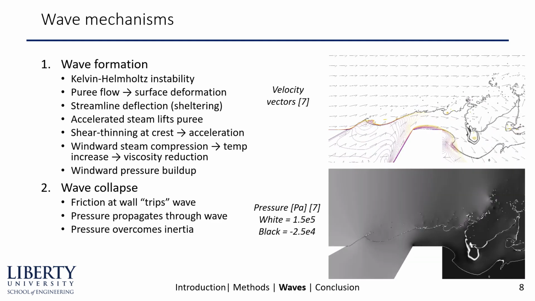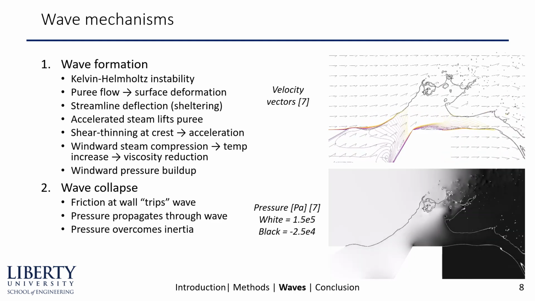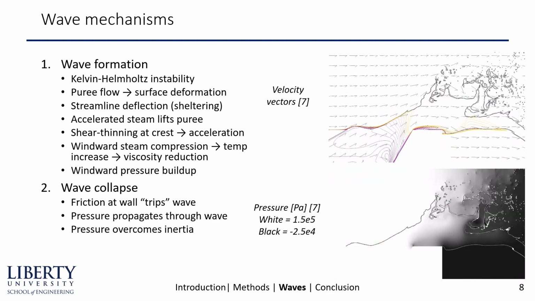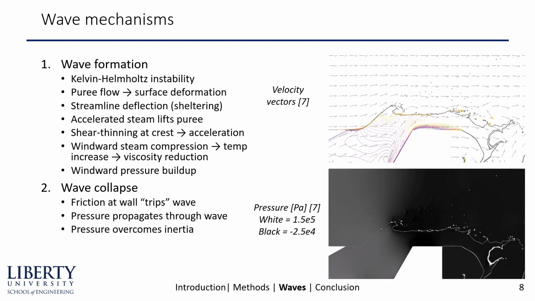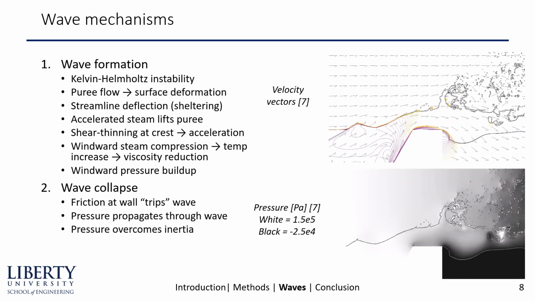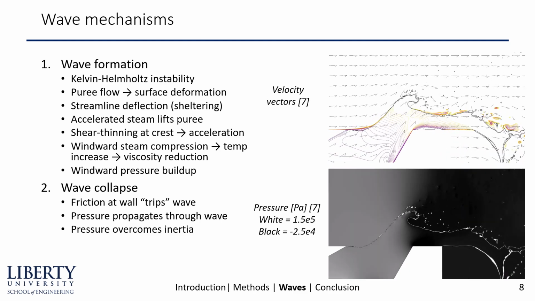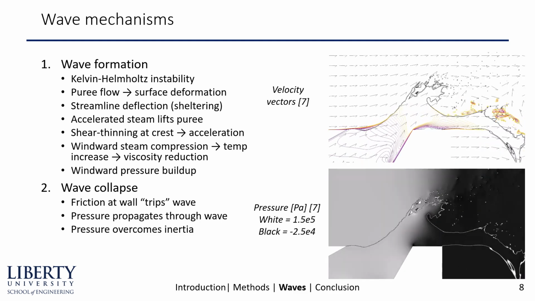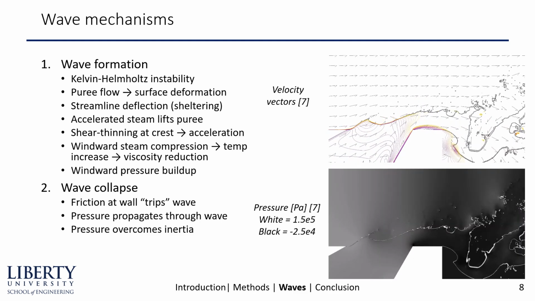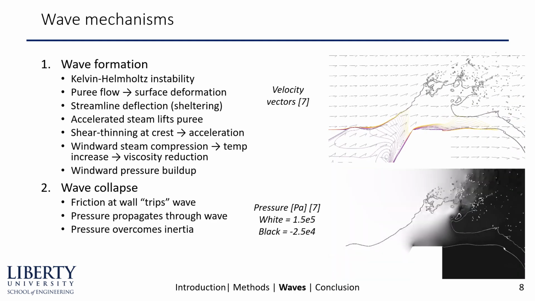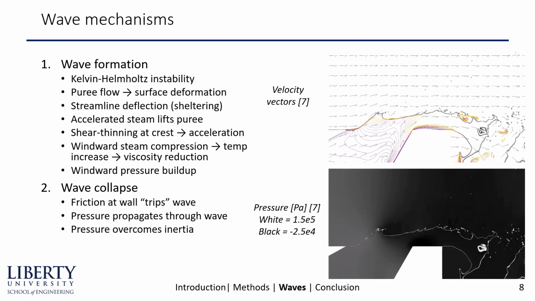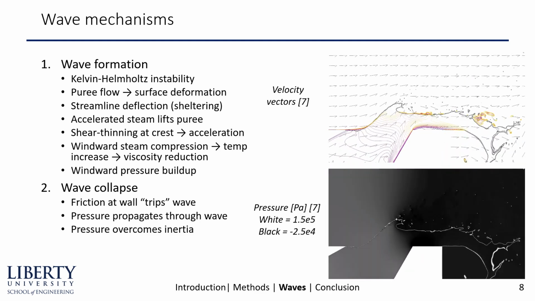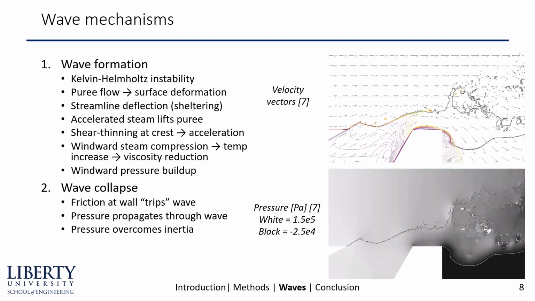That accelerated steam flow is going to lift the puree as velocity increases, pressure decreases, creating a lifting force. And this is the Kelvin-Helmholtz mechanism where pressure gradients are induced to lift that wave out of the wave pool. Note too, as the wave continues to rise, the exit area closes off, steam accelerates even more, creating more of a lifting force. You also get shear thinning at the wave crest from the steam shear, which causes further acceleration, and the steam behind the wave on the windward side compresses.